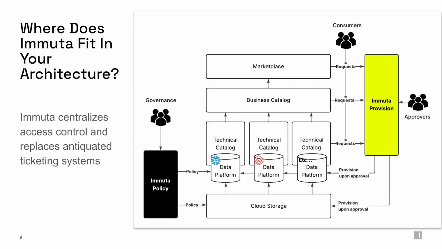So there's really a number of different points Immuta could integrate with when we think about data provisioning. Traditionally, Immuta has integrated with data platforms. Immuta could integrate with technical catalogs, business catalogs, or data products at the marketplace level. In today's demonstration, we're going to be looking at how Immuta integrates with MariaDB at the platform level. So let's take a look at that.